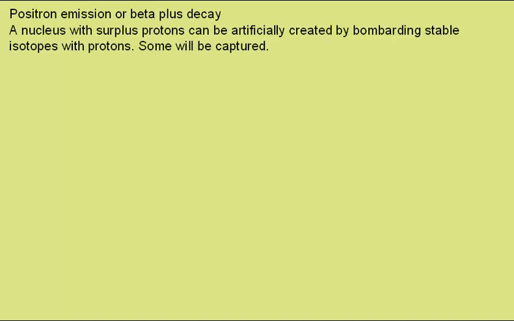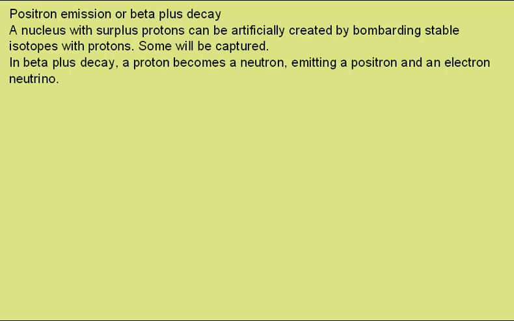Positron emitters don't occur naturally, but we can make a nucleus with surplus protons artificially by bombarding stable isotopes with protons, and some of these protons get captured by nuclei. In beta plus decay, a proton becomes a neutron, and in so doing emits a positron and an electron neutrino. You might recall that in beta minus decay, a neutron becomes a proton, kicking out an electron and also an electron anti-neutrino. Here we have the general equation of beta plus decay.